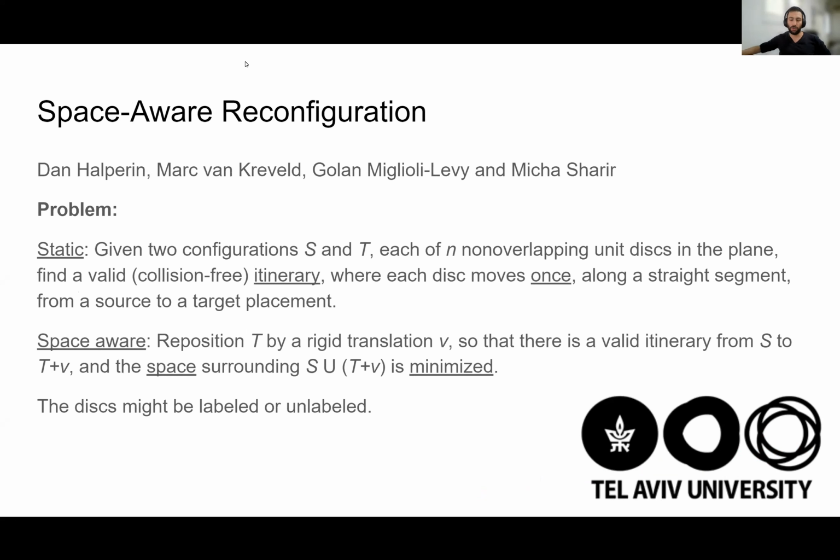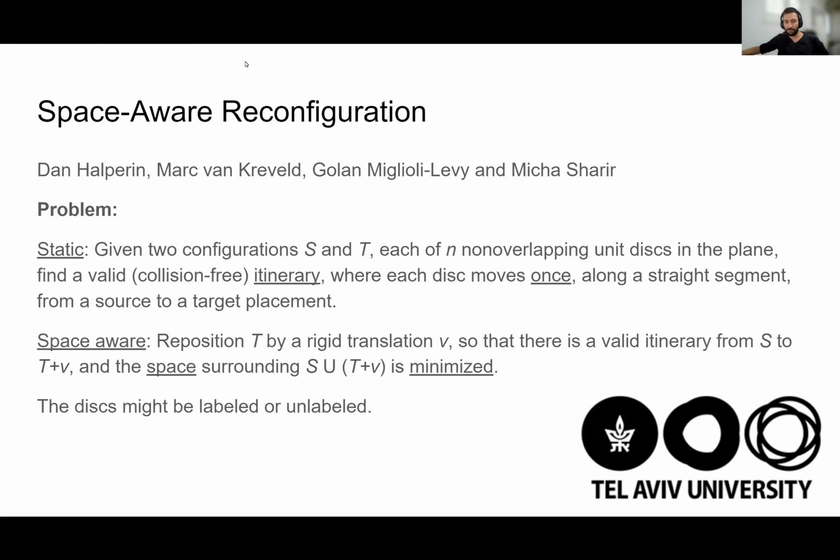Today I want to present what we call the space-aware reconfiguration problem. The original static problem is, if we're given two configurations S and T, each containing n non-overlapping unit disks in the plane, we want to find a collision-free itinerary where each disk moves exactly once along a straight segment from a source to a target. So each disk in S needs to move to some target in T. This is the unlabeled version. Each disk can go to any target, and in the labeled version, the disks have labels, so each start disk has one unique target that it needs to go to.